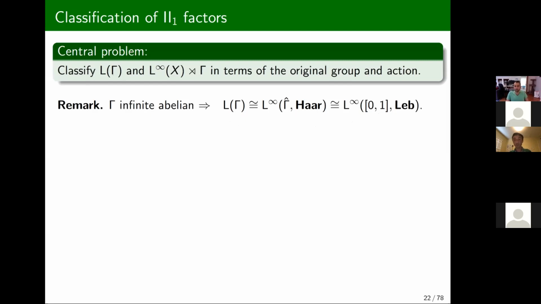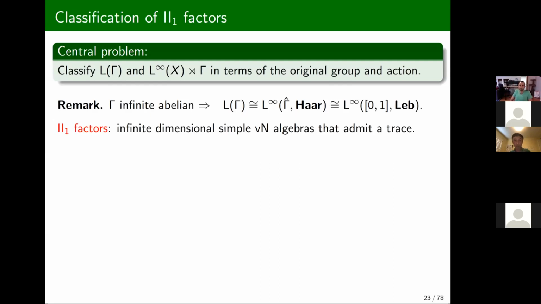In general, you shouldn't expect much of the information about the group to be retained by the von Neumann algebra. Already all infinite abelian groups give you the same von Neumann algebra. All right, this is also, of course, a trivial example, because when you do classification of objects, you want to focus on simple objects. So from now on, I'll be focusing on algebras that are called II_1 factors. These are infinite dimensional simple von Neumann algebras, so indecomposable von Neumann algebras, that moreover admit a trace, like our L(Gamma) and L-infinity(X) cross Gamma do.